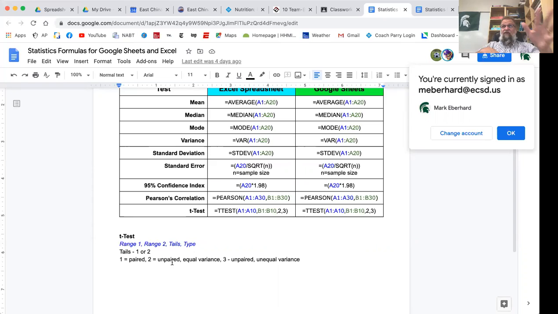If we had taken half the class and done reaction time with texting, and the other half of the class did reaction time with no texting, our data had come from 2 different sample groups, then it would be unpaired. I'm not going to go into equal variance and unequal variance at the moment. For now, you'll basically be picking 1 or 2. 1 if it's the same group of individuals, 2 if it's from the 2 different sets of individuals. Hopefully that's making some sense.